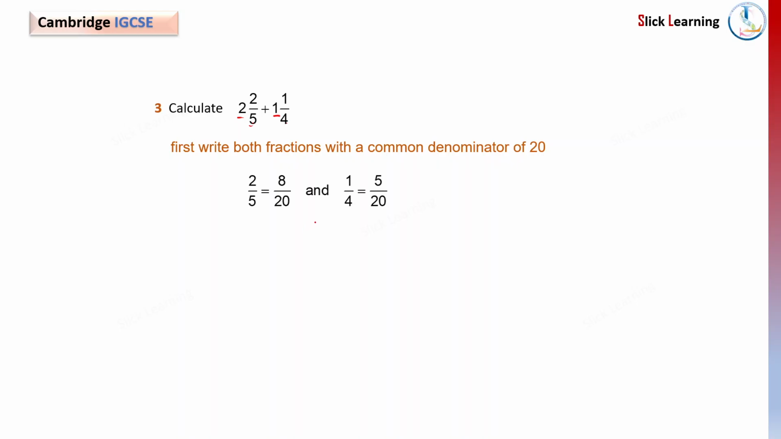So we made 2 over 5 equivalent to 8 over 20, and 1 over 4 equivalent to 5 over 20. Now we replace these values. 2 plus 1 comes directly to 3, and 5 plus 8 is 13. So 3 and 13 over 20, that is your number in mixed form.